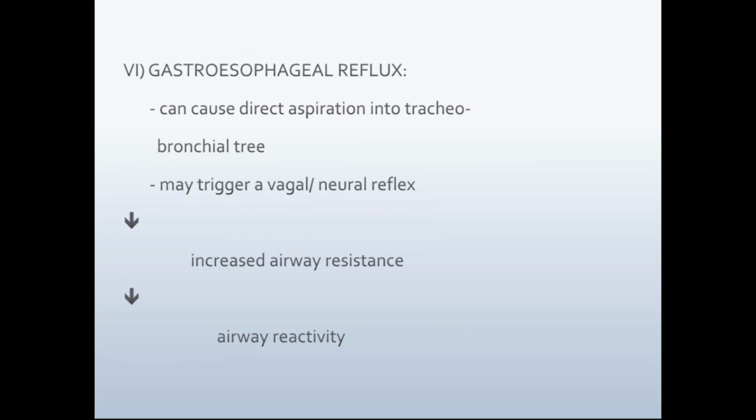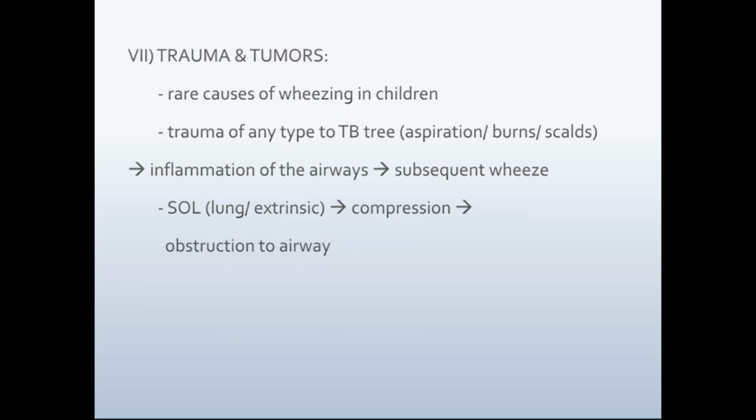Gastroesophageal reflux. Here what happens, it can cause direct aspiration into the tracheobronchial tree, right? Whatever food ingested that is getting back into your larynx, trachea and bronchi may trigger a vagal or neural reflex, resulting in airway resistance, thereby airway reactivity. This can also cause wheeze. So these are all the atypical presentations. The child with GERD may present with wheeze. Child with cystic fibrosis can present with a wheeze. Child with chronic infections can present with a wheeze. Child with congestive cardiac failure can present with a wheeze.